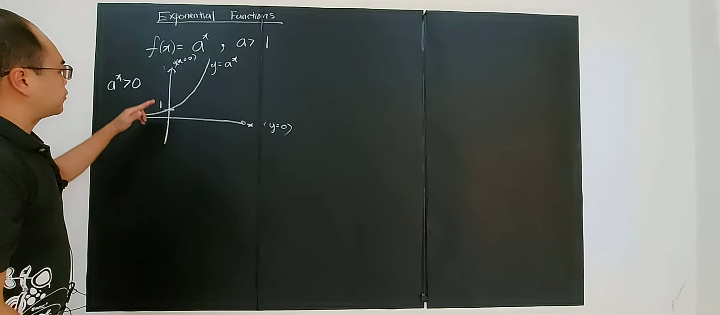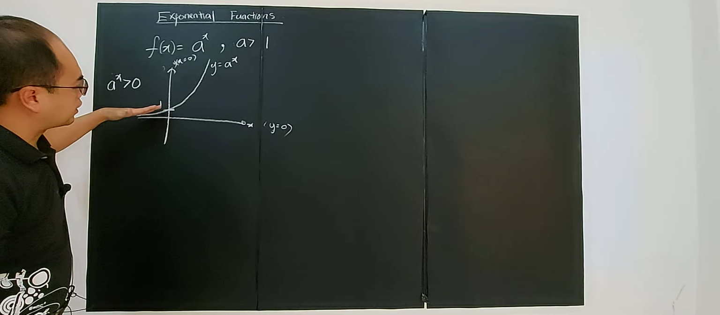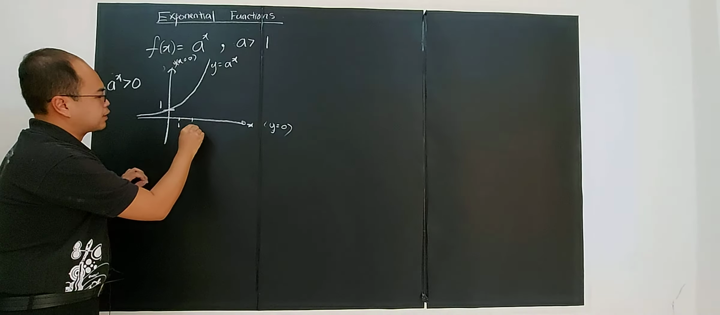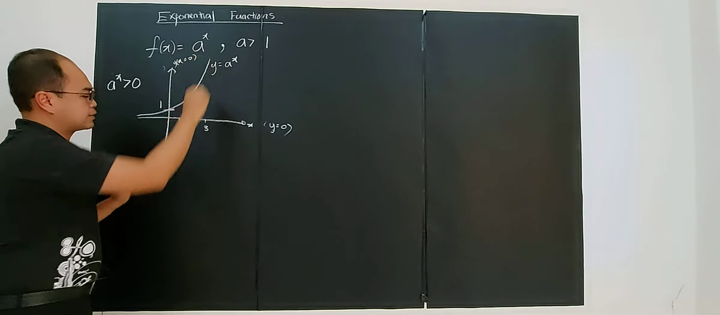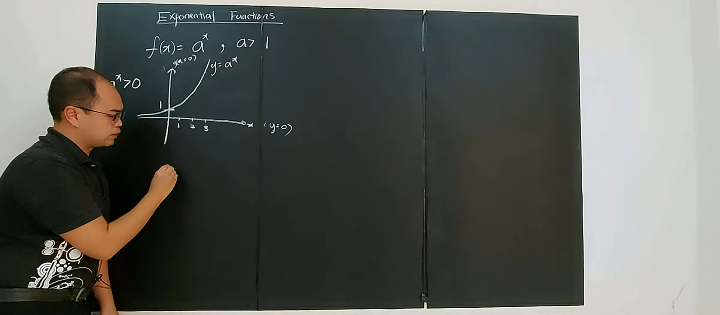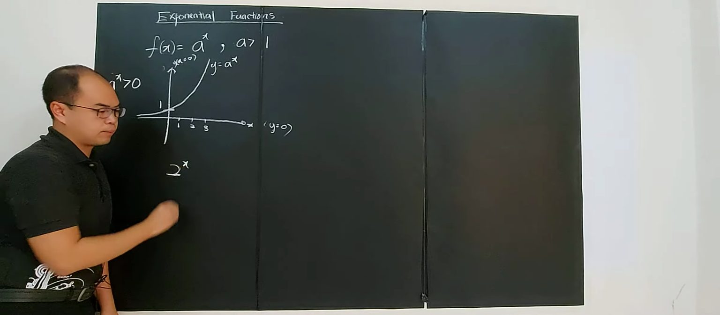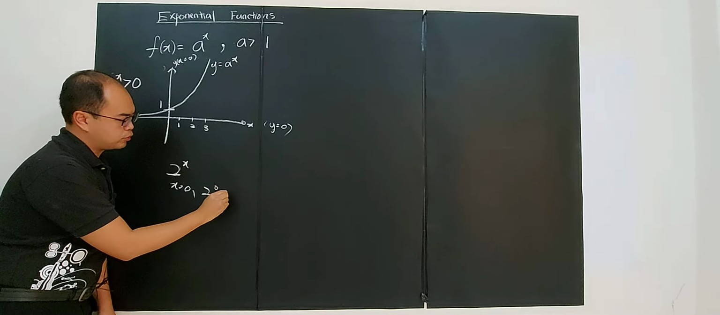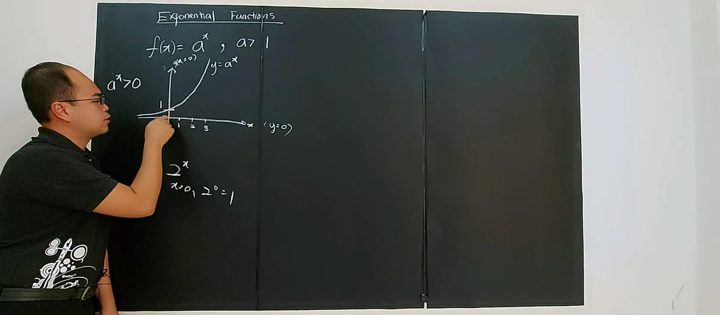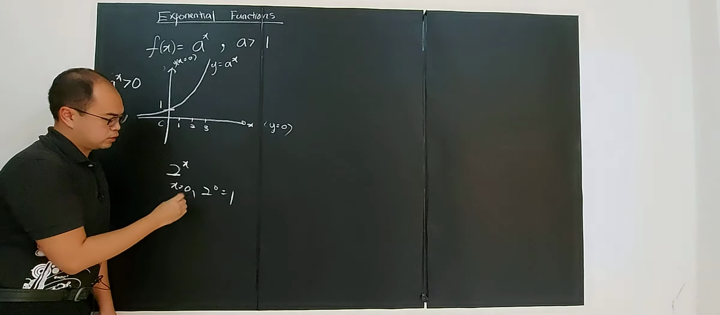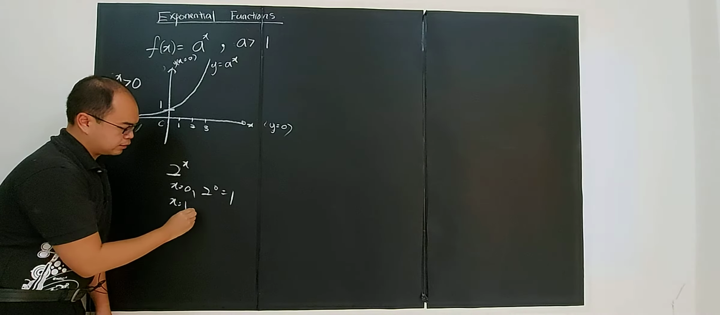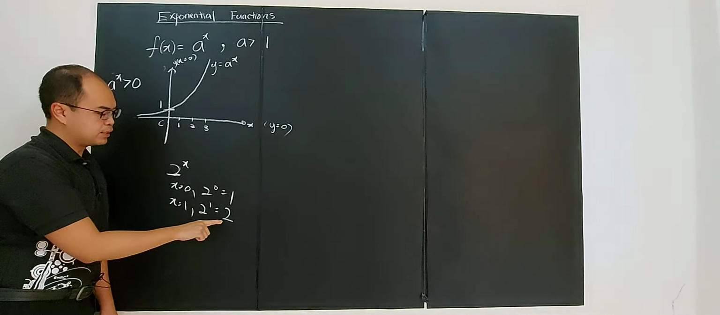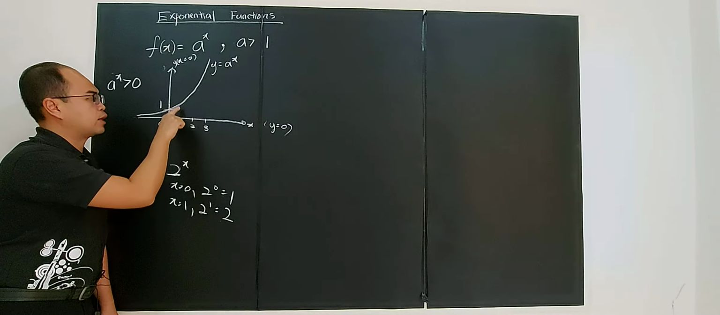That's why I want to explain the characteristics of the graph. As the value of x increases, for example, I choose a to be 2, so 2 to the power of x. When x equals 0, it will be 2 to the power of 0, which is 1. When x equals 1, it will be 2 to the power of 1, which gives 2. It will be bigger than the previous number.